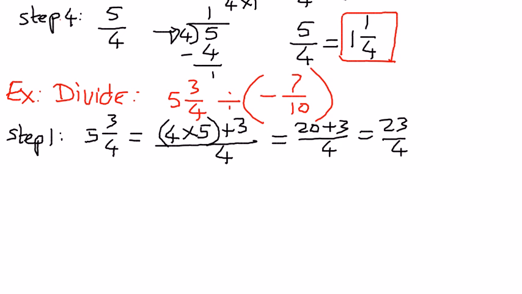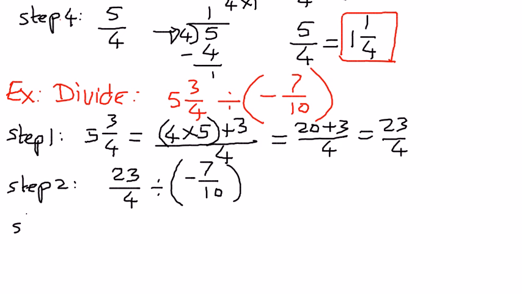Now, the second fraction is already in its fraction format. We don't need to simplify anymore. So therefore, as a second step, we're going to put these together. 5 3 over 4, we wrote it as an improper fraction as 23 over 4 divided by the second fraction we have, which is negative 7 over 10, like that.